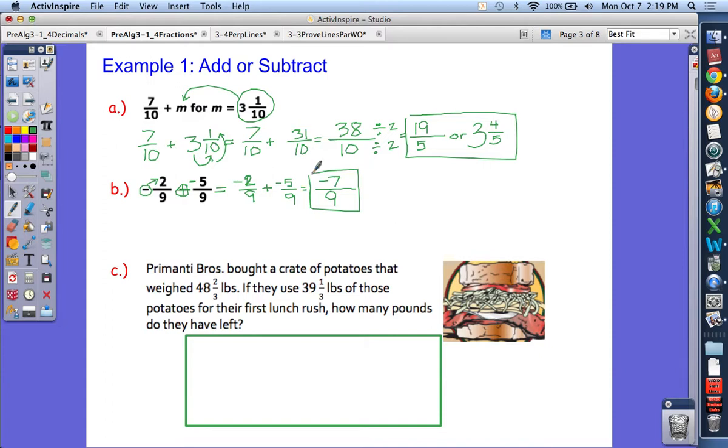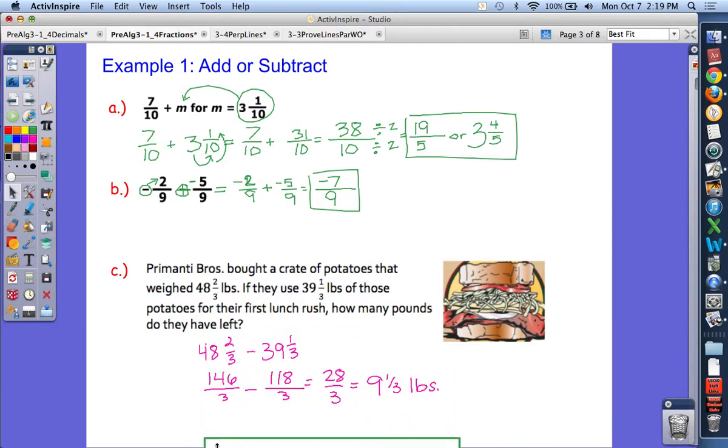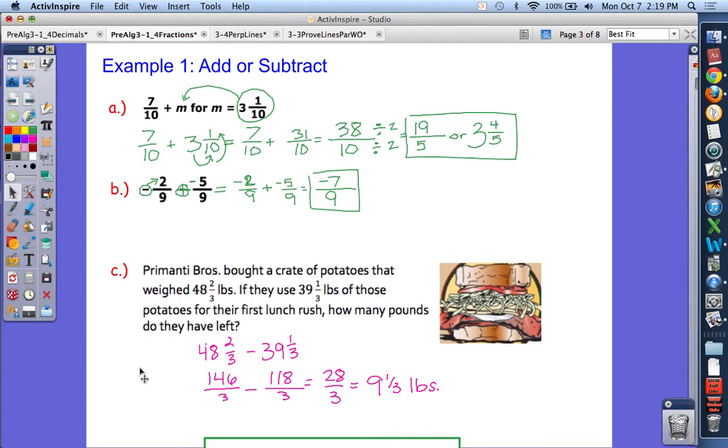Try this word problem on your own, then press play when you're ready to see the answer. Alright, so for the Permane Brothers example, hopefully you like Permanes. I love those French fries on that sandwich. If they have 48 2/3 pounds of potatoes and they're using 39 1/3, you would be subtracting. It will help you to convert them to improper fractions, then subtract the numerators, and then turn it back into a mixed number to get 9 1/3 pounds of potatoes.